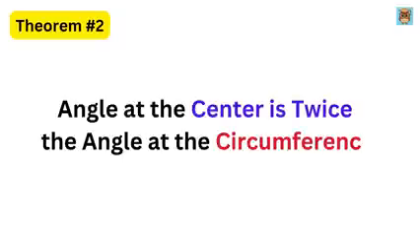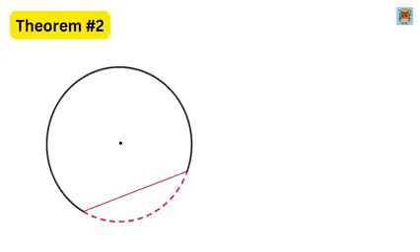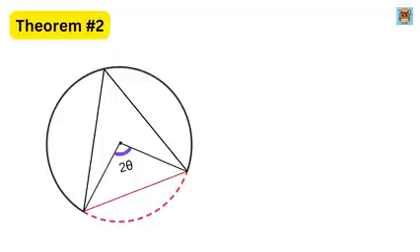Let us move on to theorem number 2. Angle at the center is twice the angle at the circumference, which means the angle subtended by an arc at the center of the circle, or this angle, is always twice the angle subtended at the circumference by the same arc. So, if this angle is 40 degrees, then this central angle will be twice of it, or 80 degrees. But if I draw like this, then this angle will be 40 degrees using the first theorem we just saw.